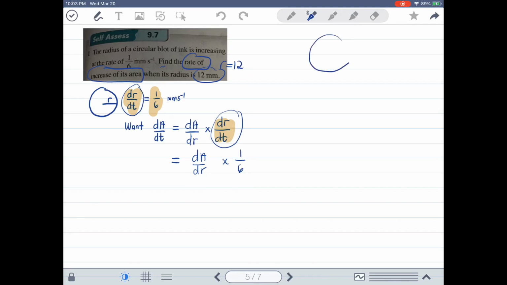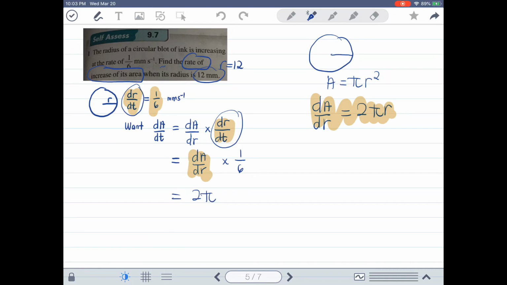Okay, for a circle, area of a circle is just pi r squared. Hence, dA over dr is just equal to 2 pi r. So take this value, insert here. Take this function and insert here. So you should have 2 pi r times 1/6.